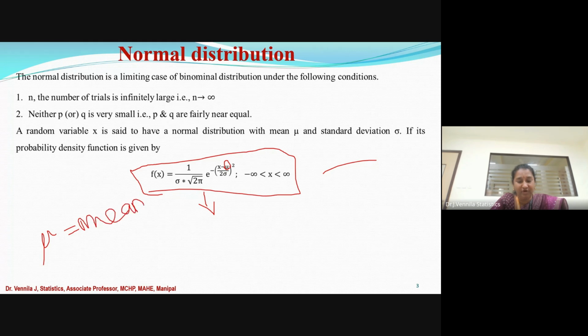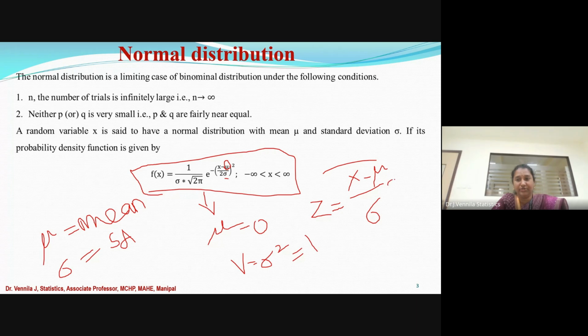So based on this formula, again they are applying some limits. Sigma means standard deviation. Based on this concept, they are using mu is equal to 0 and variance, variance means sigma square, sigma square is equal to 1. When they apply these, it is converted into z. That means the formula is x minus mu by sigma follows normal distribution, normal distribution means large sample size, so normal distribution of 0, 1.